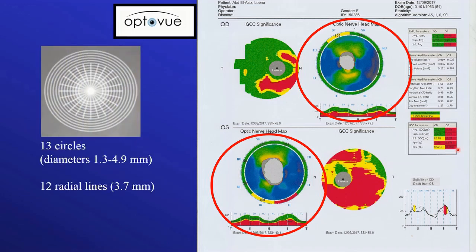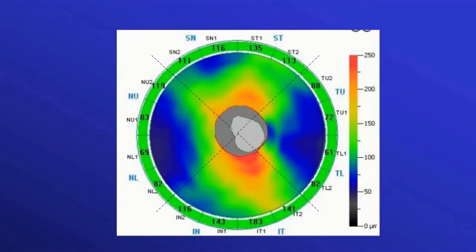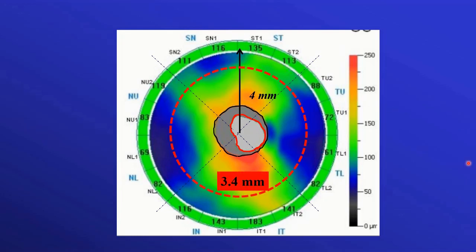The software has 13 circles, starting from 1.3 up to 4.9 millimeters, and 12 radial lines. Then this is the circle 3.4 millimeters. So here this is the edge of the disc. This is the cup. The area around the disc is 4 millimeters. And this is the 3.4 millimeters. The thickness is shown here in the hourly presented part.